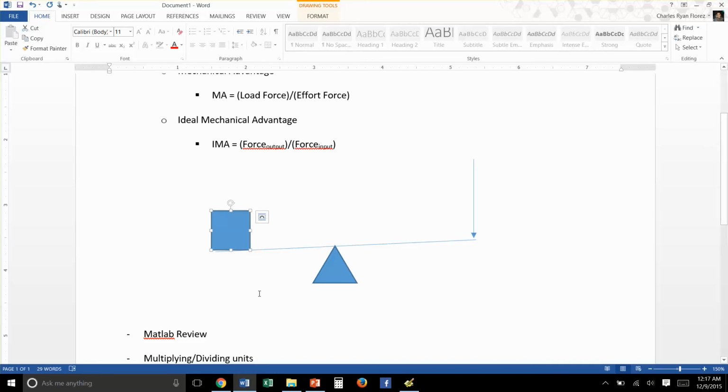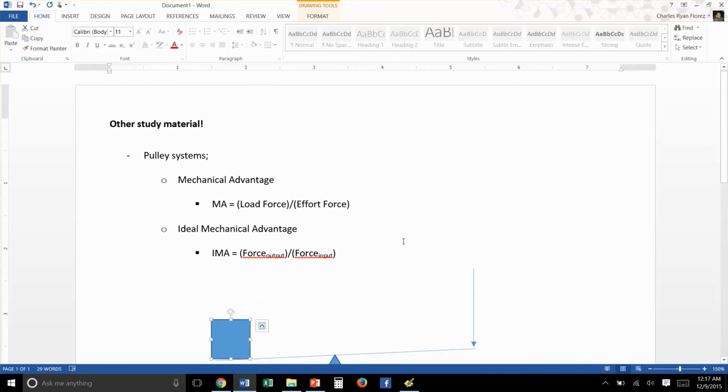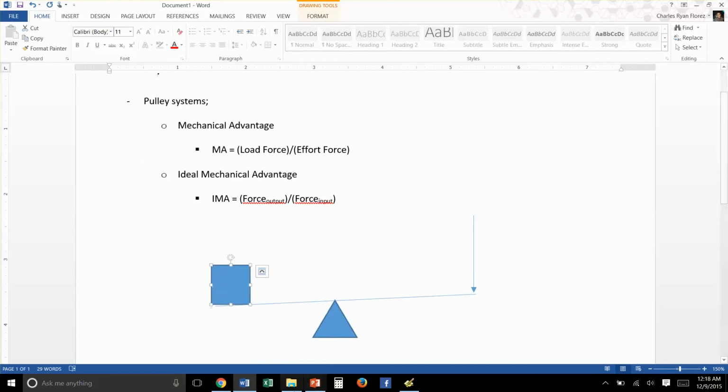Just like we talked about earlier in class, the distance here is obviously a little bit shorter than this distance here, and for that reason, we may put a little bit of force input here in order to balance out this force here. In terms of ideal mechanical advantage, force input is obviously what you put into the system. Force output is what you're getting out of the system. So that is calculated as ideal mechanical advantage.